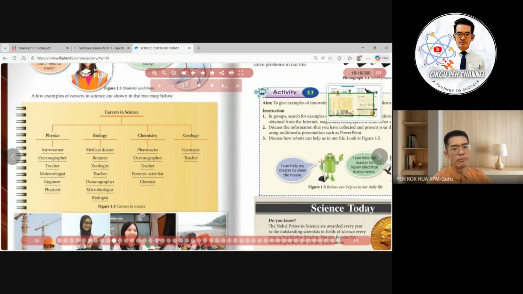Okay, geology, you can become a geologist, teacher. So teacher is the easiest one. When you study what, you also can become, right? Okay, everyone, you just need to know which career is related to which subject. For example, just now we said physics is physics, you can become an astronomer. Oceanographer is a career related to the ocean. Okay, so meteorology is related to weather. Engineer, physicist, and so on. Clear, everyone?